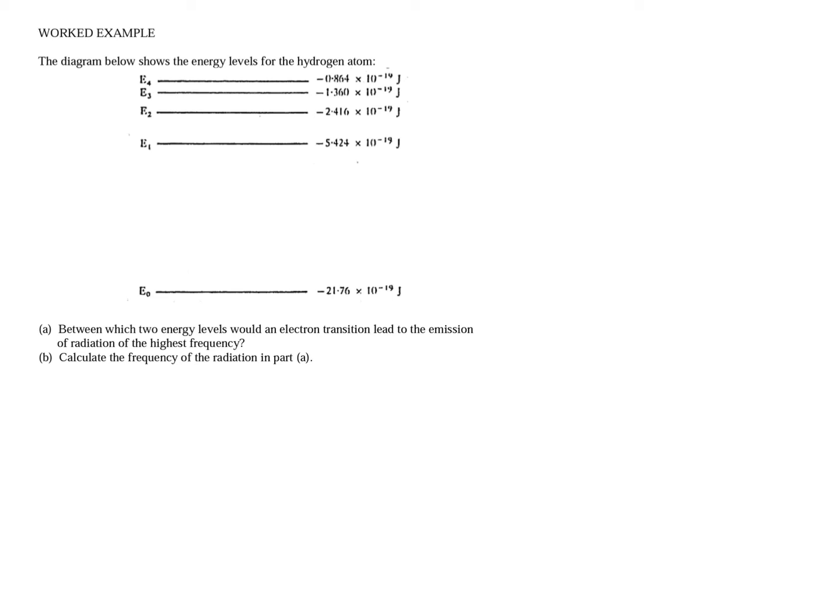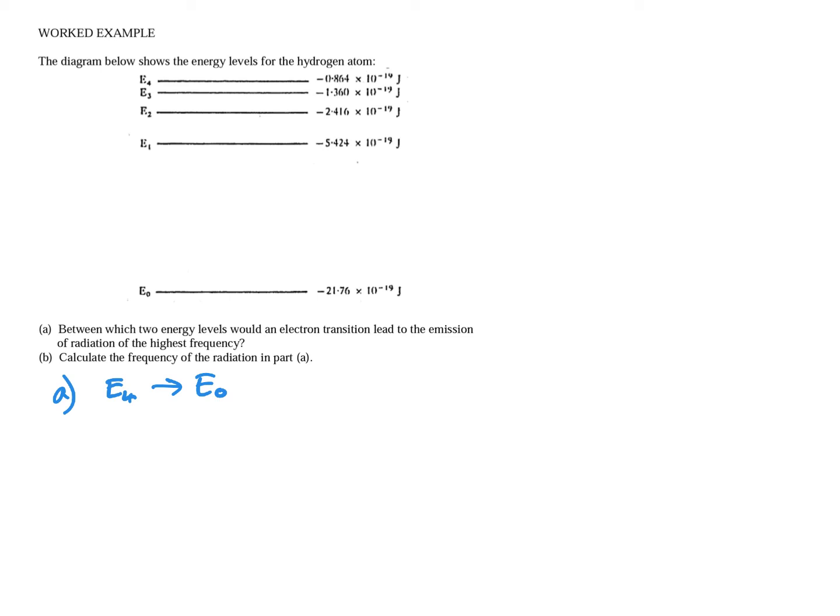We're asked between which two energy levels an electron transition would lead to the emission of radiation of the highest frequency. What we were just saying a second ago was that hf is equal to the difference in the energy levels. So the largest f will come from the largest change of energy levels. Our answer to part A is quite simply E4 to E0. You don't have to go to neighbouring energy levels, you can jump across many at one time.